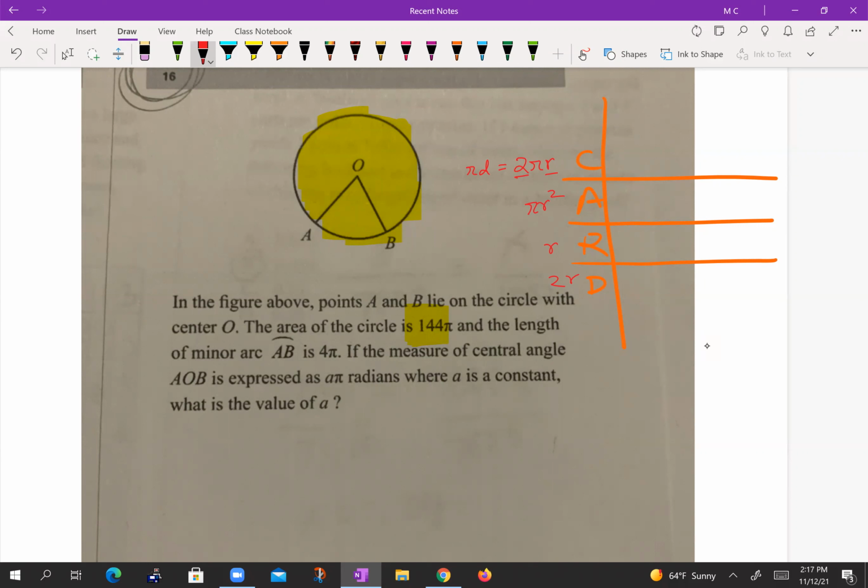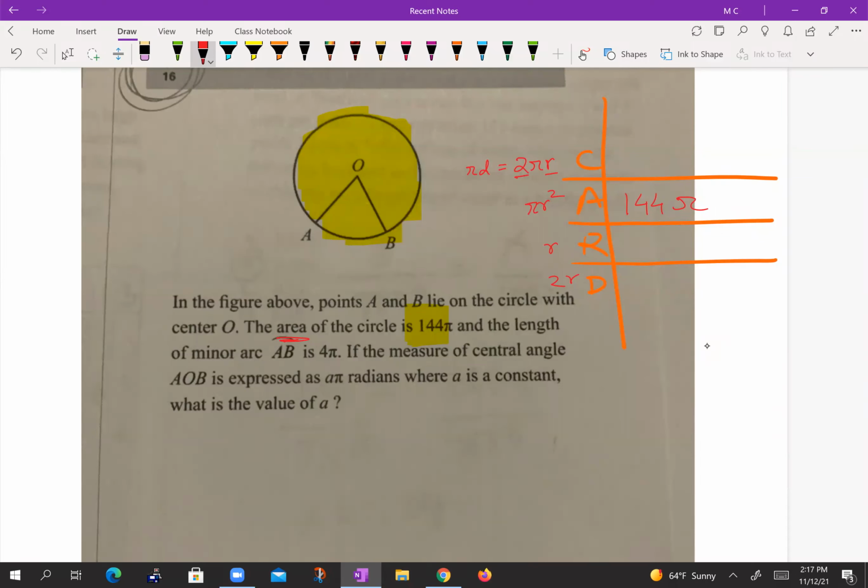So in this question, we know the area. They gave us the area. So the area is going to be 144 pi. So we can write down 144 pi. That's what we know. So with just one piece of information, we can find the remaining 3. That's the cool thing about circles.